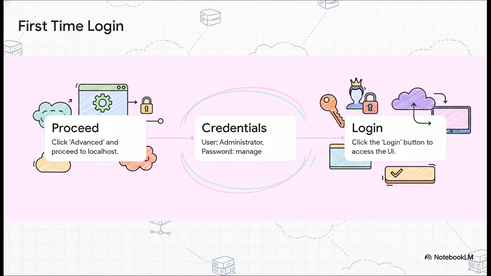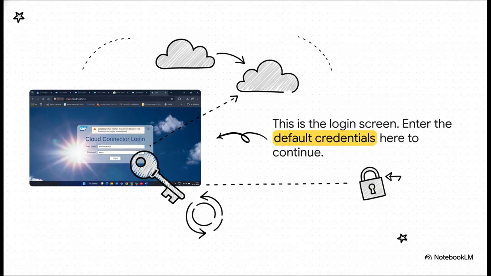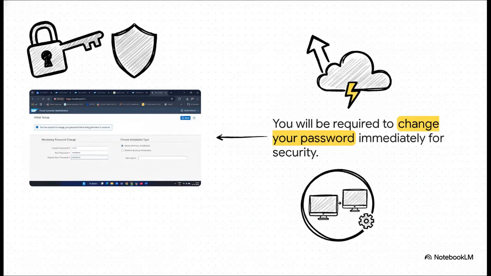You'll use the default credentials. The username is Administrator with a capital A, that's important, and the password is manage, all lowercase. Go ahead and pop in those credentials right here, hit login, and you're in. Now, the very first thing the system will do is make you change that default password for security reasons, which is a good thing. You'll also see an option to choose an installation type. For most situations, you're just going to stick with master. So go ahead and set a new, strong password, and you're ready for the final step.